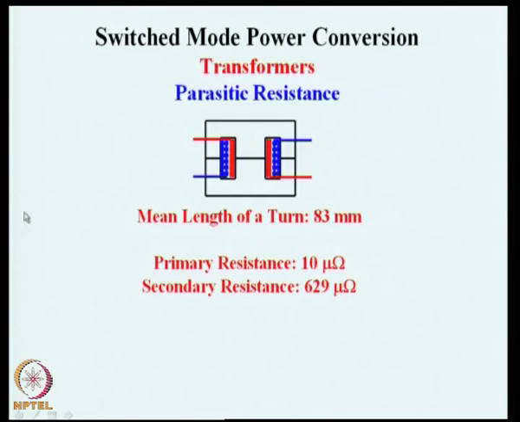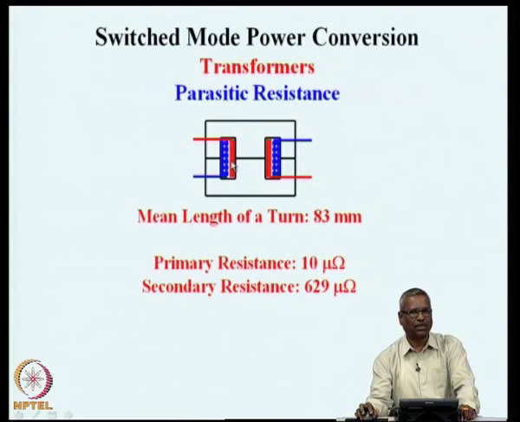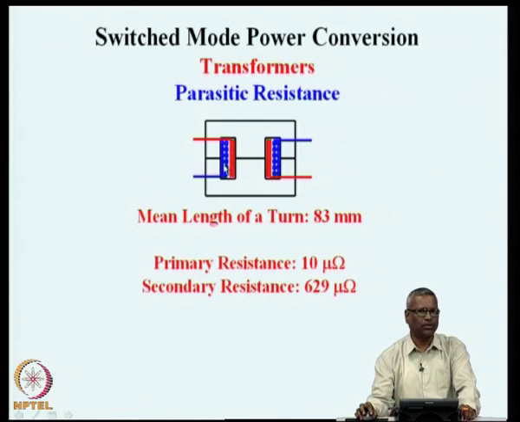The parasitic resistance: see, the conductor has an inductance which is responsible for the flux, and the flux is responsible for transferring the energy from primary to secondary. But these conductors also have a finite conductivity, and because of that it has a resistance. The primary winding has a resistance, secondary winding has a resistance. This is related to the mean length of the turn and number of turns, and then the property of resistivity and cross section of the wire.